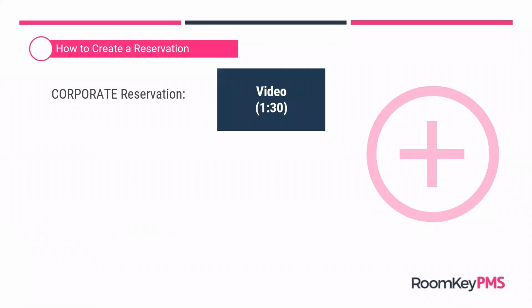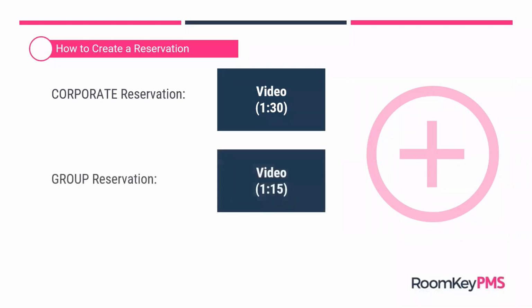So a corporate reservation, when you're creating one, it follows the same method, the same 3 steps that we saw. The only difference is that you're going to select the corporate account, corporate client type, and the company account at the very beginning. Now, another type of client type variation that you may encounter is a group reservation.